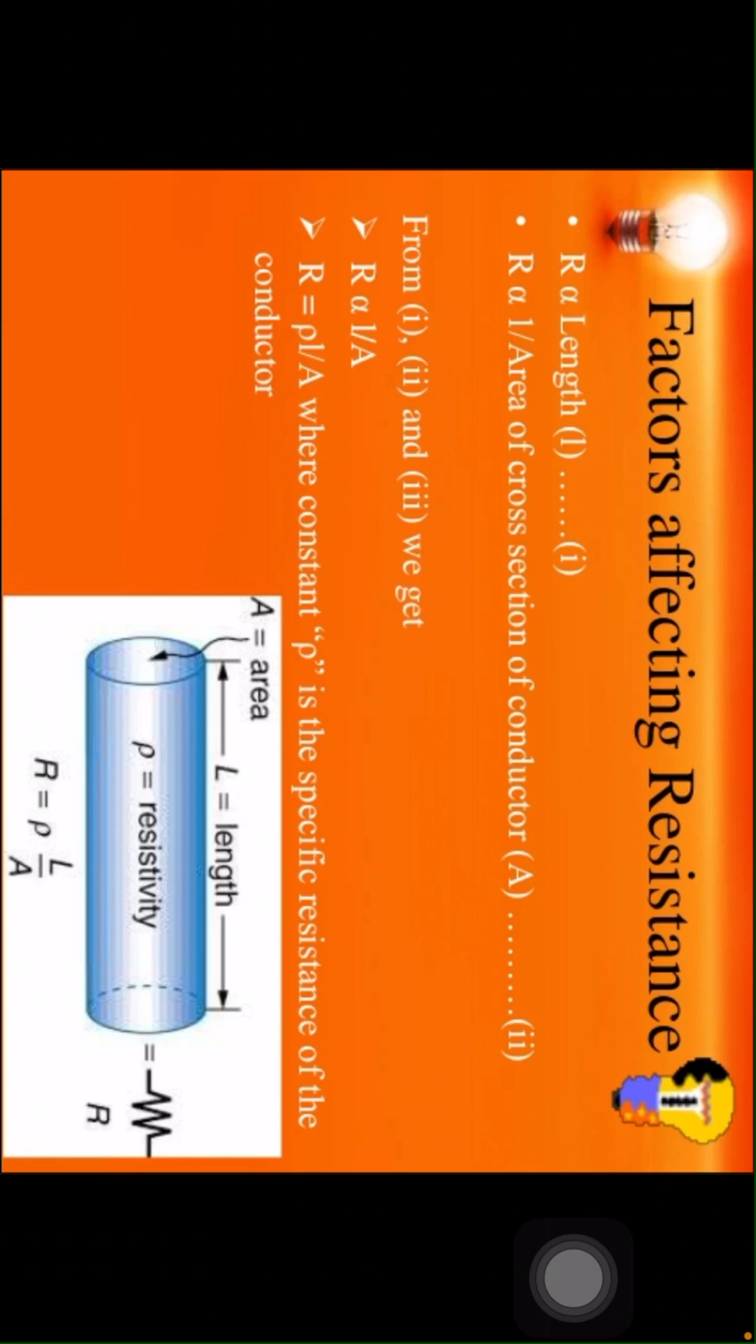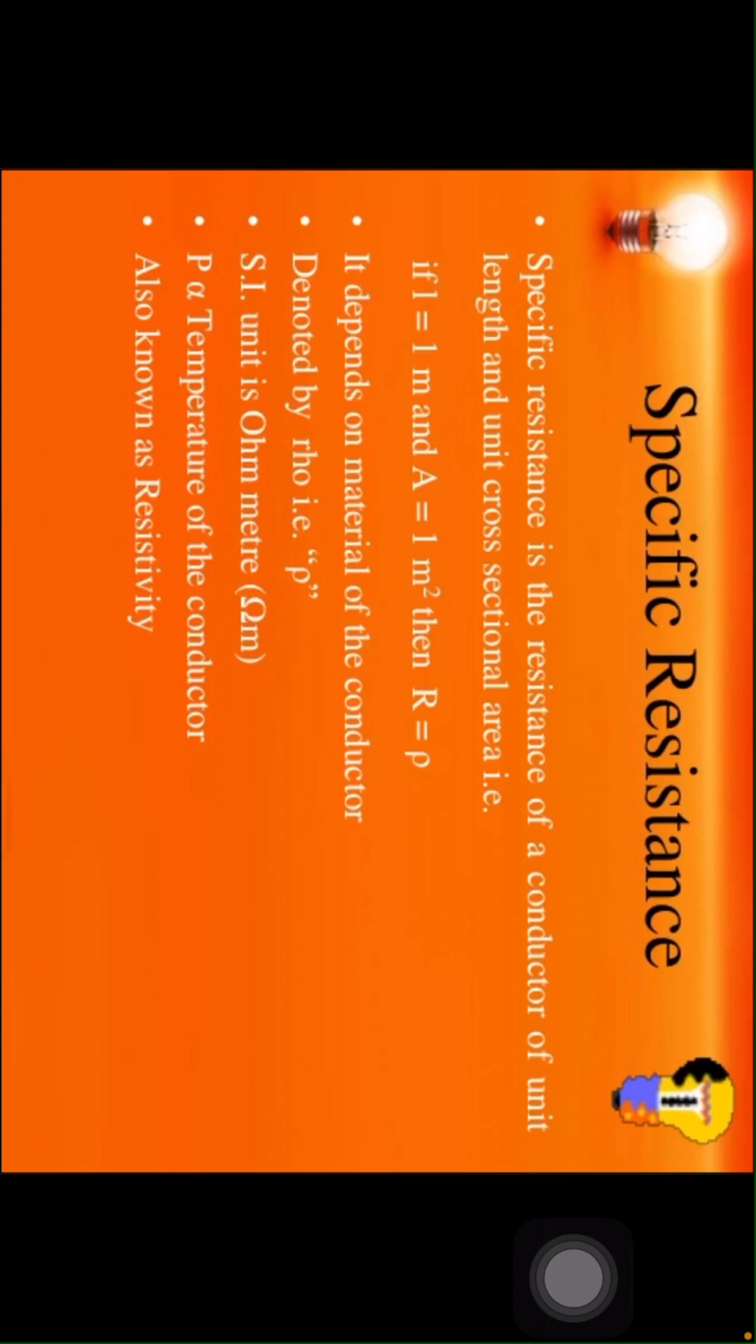Factors affecting resistance. R is directly proportional to length. R is inversely proportional to the area of cross section of the conductor A. So from these we get R equal to rho L by A, where the constant rho is the specific resistance of the conductor. Specific resistance is the resistance of a conductor of unit length and unit cross section area, that is, if L equal to 1 meter and A equal to 1 meter square, then R equal to rho.